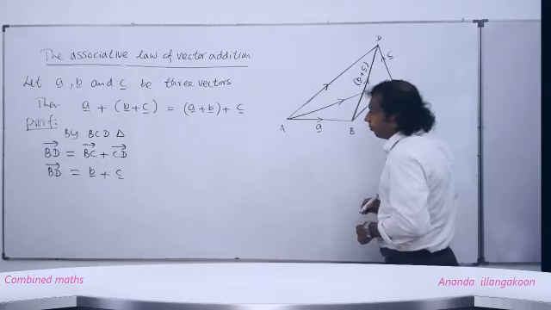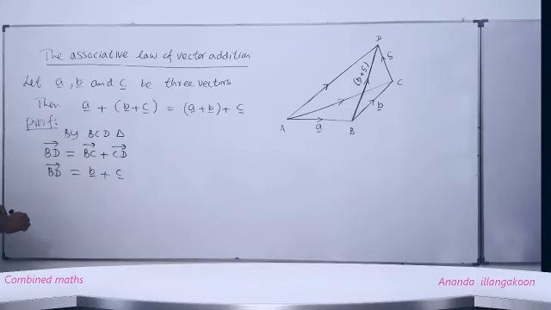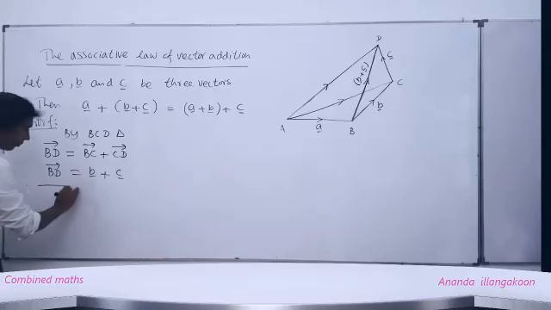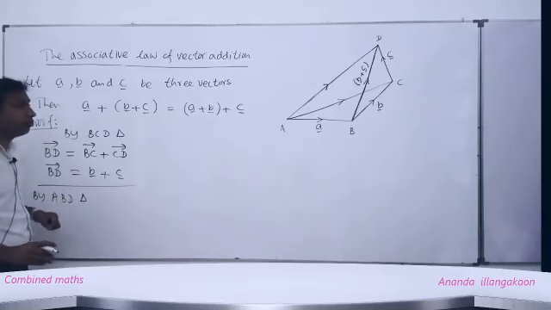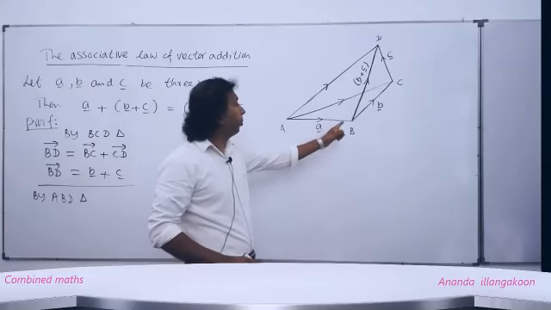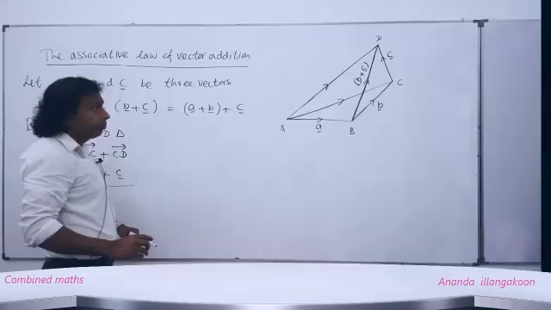Right. Now we can write by triangle ABD, by triangle ABD, you can write this AD vector.